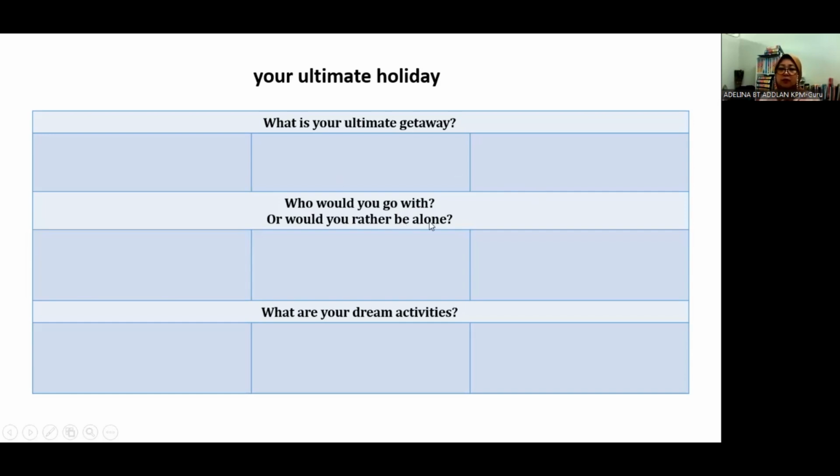The question does not state where. Therefore, this is a very open question. You can write a local destination or you can write an international destination. It is up to you. Okay. The next box, you are also writing who you would go with or would you rather be alone. If you say you want to be alone, so just choose one.